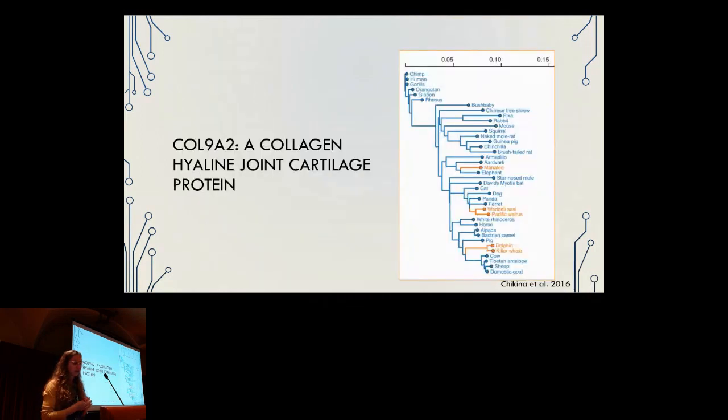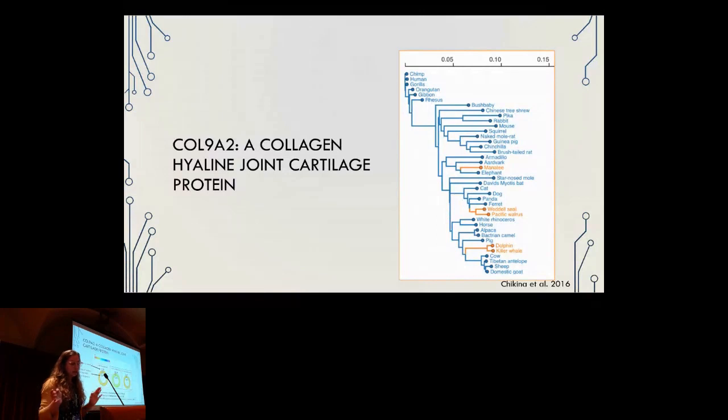So the first gene that I'll be talking about that we looked at is COL9A2, which is a collagen hyaline joint cartilage protein. If we think back to our observed morphological adaptation of epidermis thickening in marine mammals, we thought that this gene might be under positive selection. And I have here the gene tree that HyPhy produced for this specific gene.